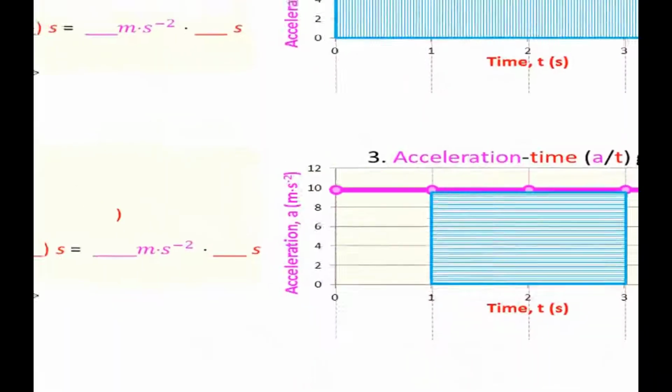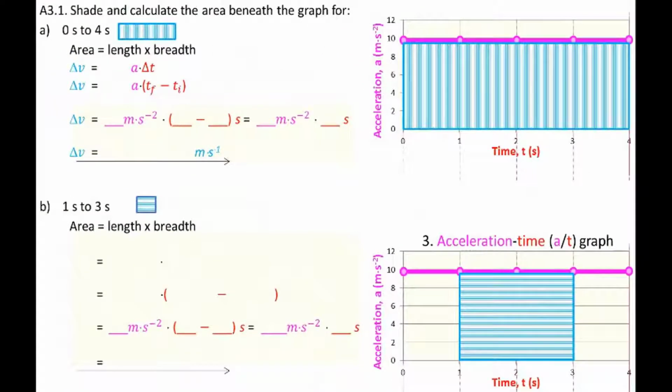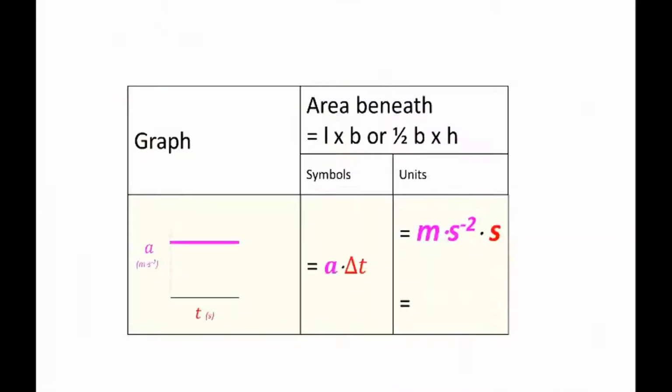Let's get the area beneath the graph for these two intervals. First, for the entire interval, 0 to 4 seconds. This is a rectangle, so we can simply calculate the area by area equals length times breadth. What does the area underneath an acceleration time graph tell us? Well, the length is acceleration and the breadth is time. What is acceleration multiplied by time interval?